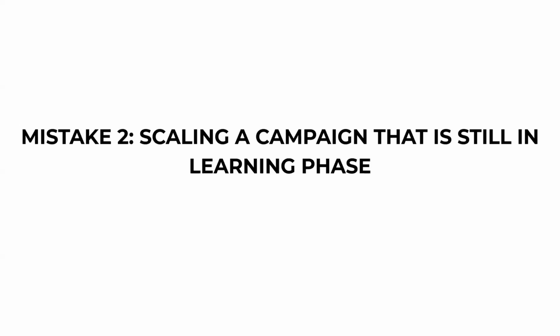So you have to allow your campaign to exit learning phase. And the easiest way to know about learning phase is that you must have 50 conversions in a space of 7 days. Okay. So if 7 days have passed and you have 45 conversions, you have not exited learning phase. Oh, you have to have 50 different conversions in 7 days.